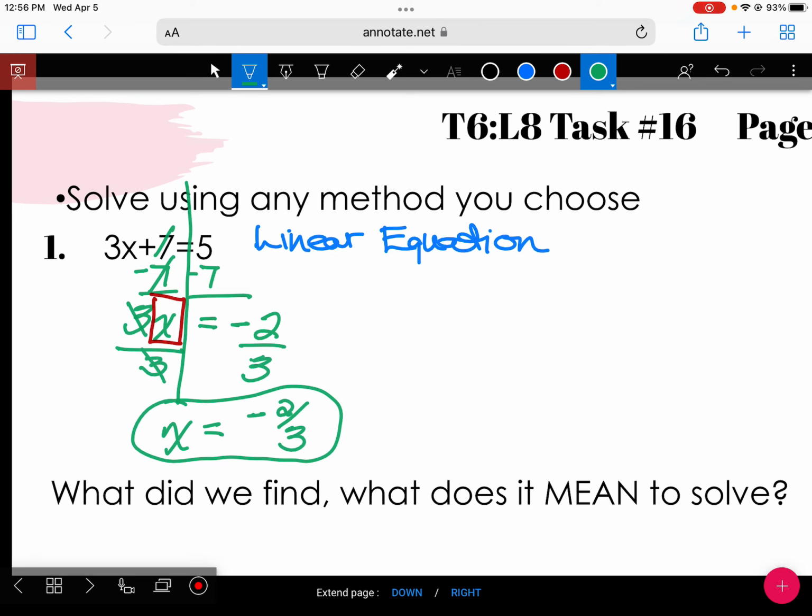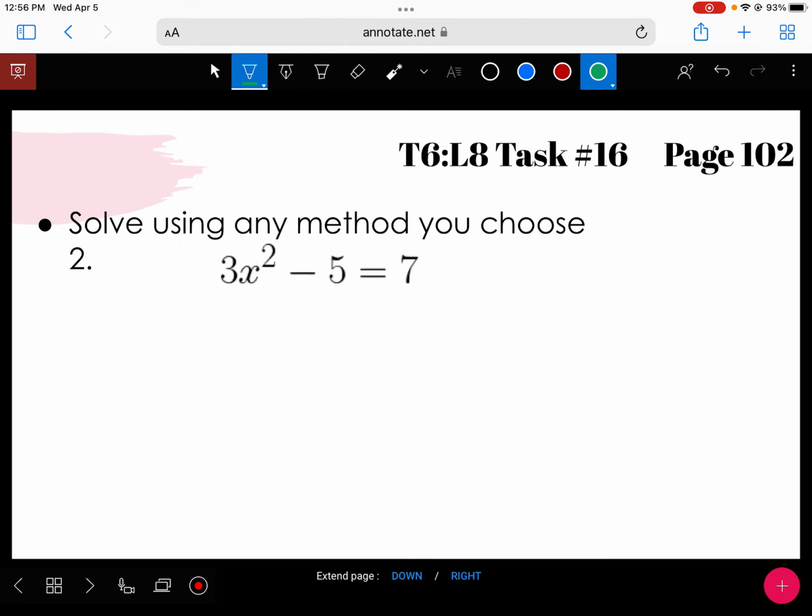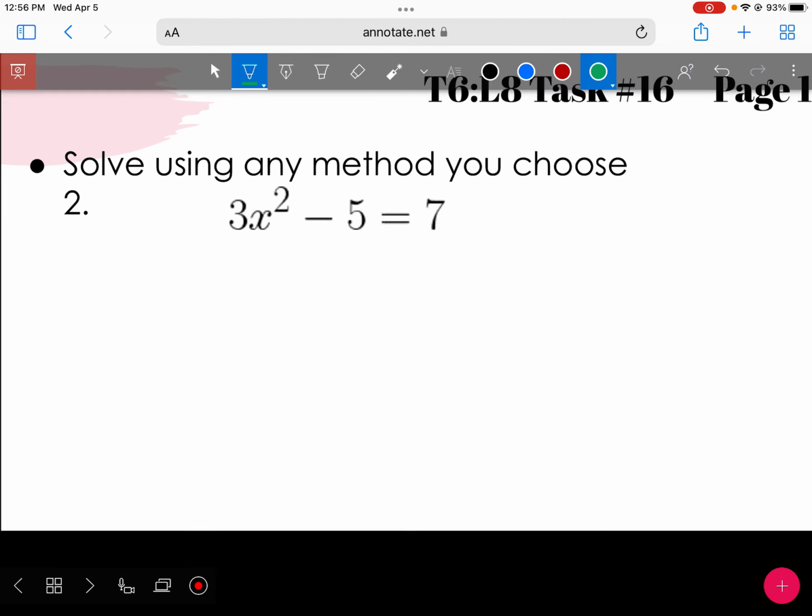All right? Any questions about number 1? Don't get so excited because that's not what we're really working on, but we're building you up, okay? Building confidence. All right, so let's go to number 2.